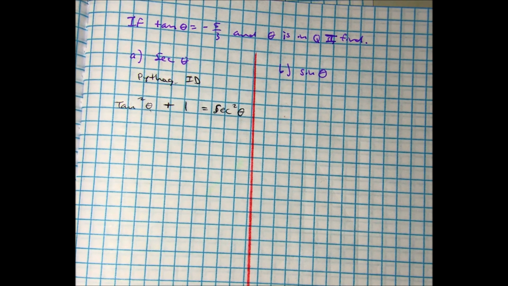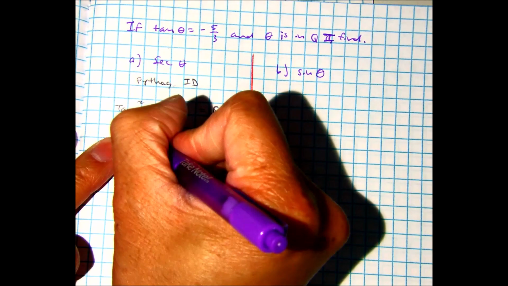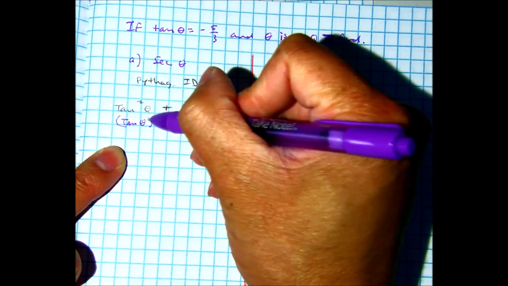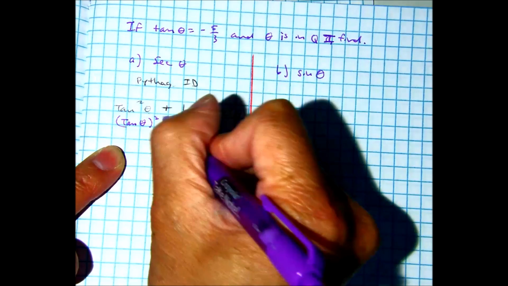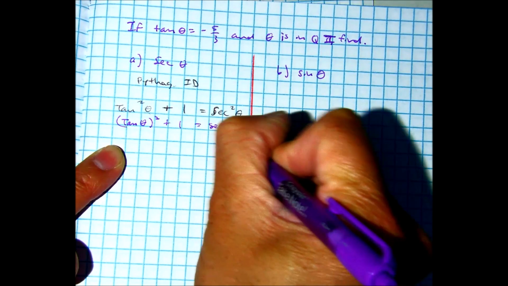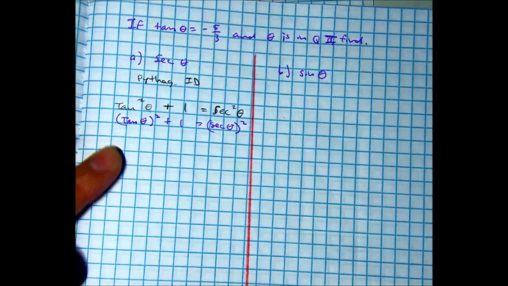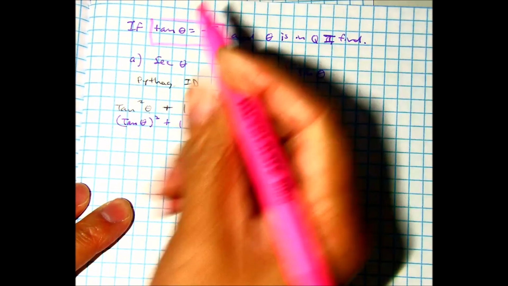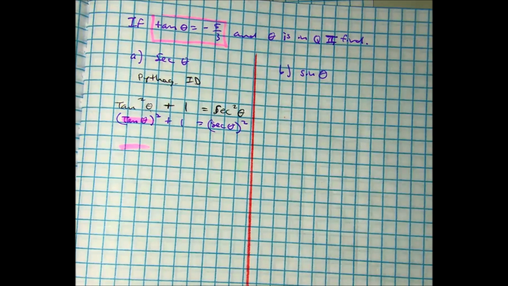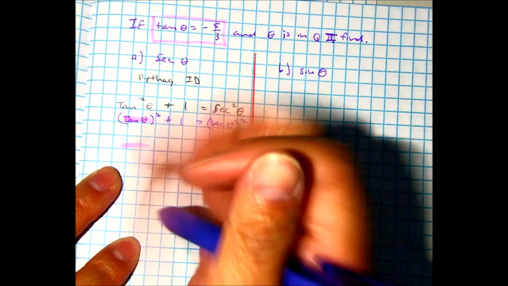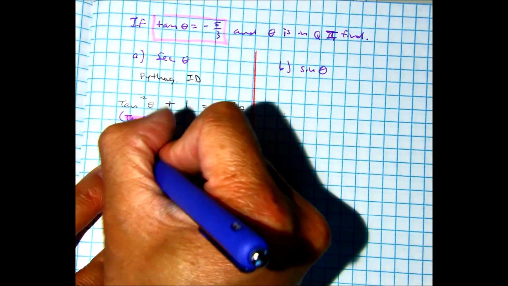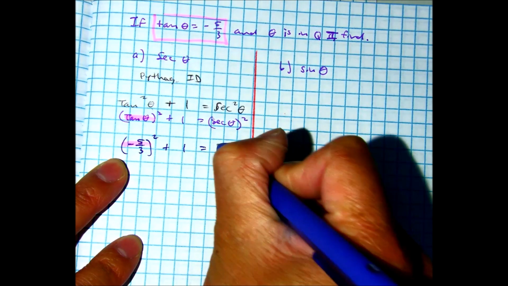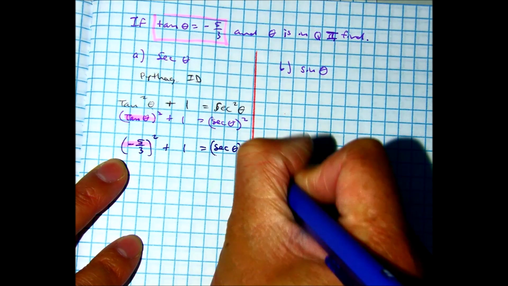I want to rewrite this: tangent theta squared. So remember, these are synonymous. These are the same thing. Plus 1 equals secant theta squared. And we're going to put in tangent. So now I have negative 5/3 squared plus 1 equals secant of theta squared.